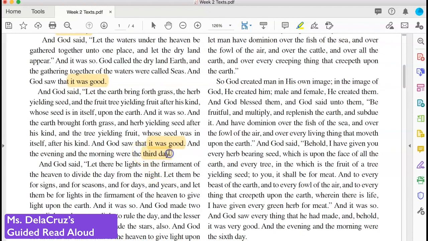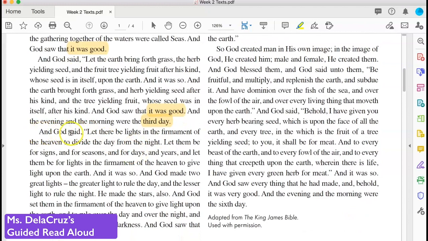So the third day. And God said, "Let there be lights in the firmament." And we know the firmament is the sky. So he's saying, let there be lights in the sky, "of the heaven to divide the day from the night. Let them be for signs, and for seasons, and for days, and for years. And let them be for lights in the firmament of the heaven, to give light upon the earth."